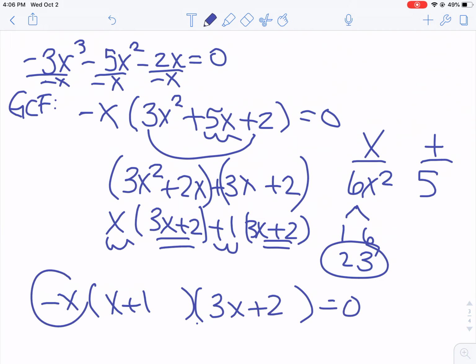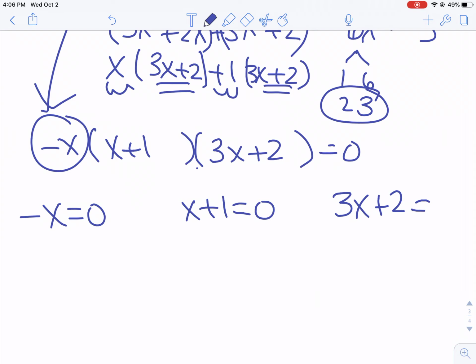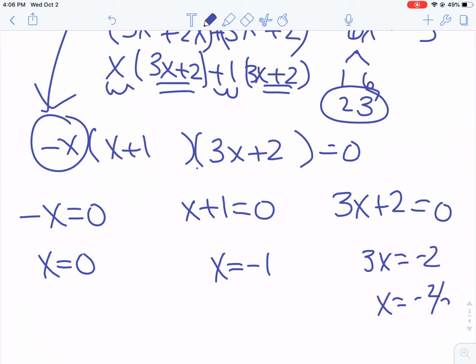And notice I still have that negative x that I started with. It got brought down to the bottom. So now I set all three factors equal to 0. So negative x equals 0, x plus 1 equals 0, and 3x plus 2 equals 0. Here, if you divide by a negative, x is still 0. It's not going to make a difference. Here, subtract 1, and you get x equals negative 1. Over here, you subtract 2, and then divide by 3, so you get negative 2/3.